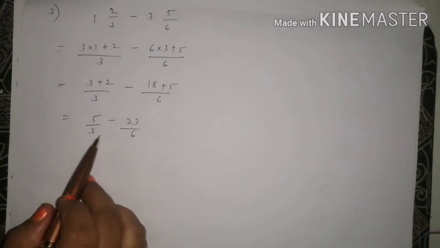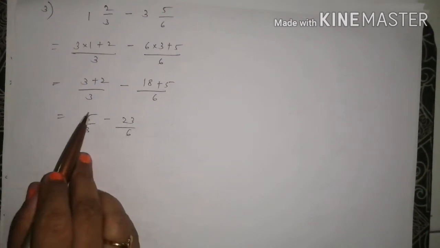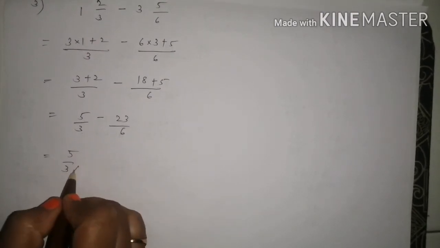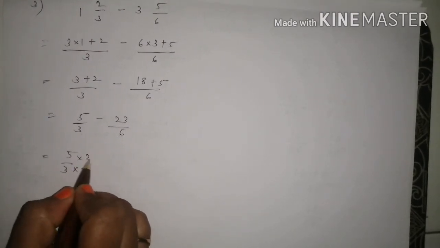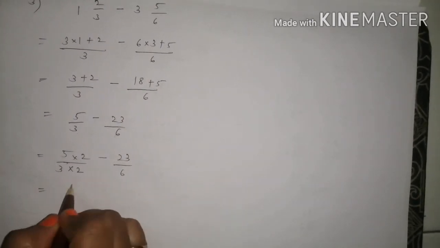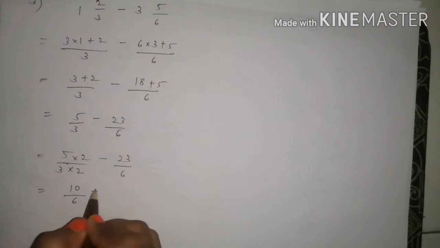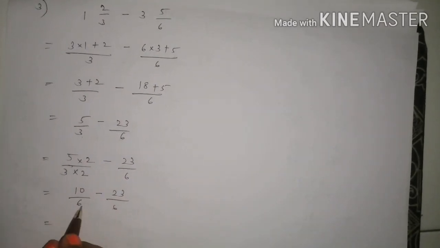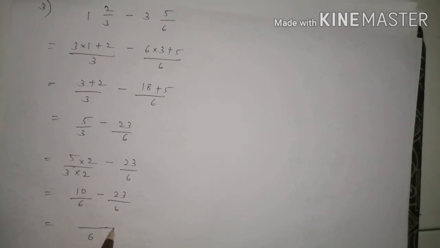Now check here, denominators are not the same, but in 3's table 6 comes. Only this fraction I will change. 5 upon 3, 3's table 6 comes by 2 times. So above also I have to multiply by 2. This fraction I will keep as it is. So 5 2s is 10, 3 2s is 6, 23 upon 6. Now the denominator has become the same, so I will write it one time.